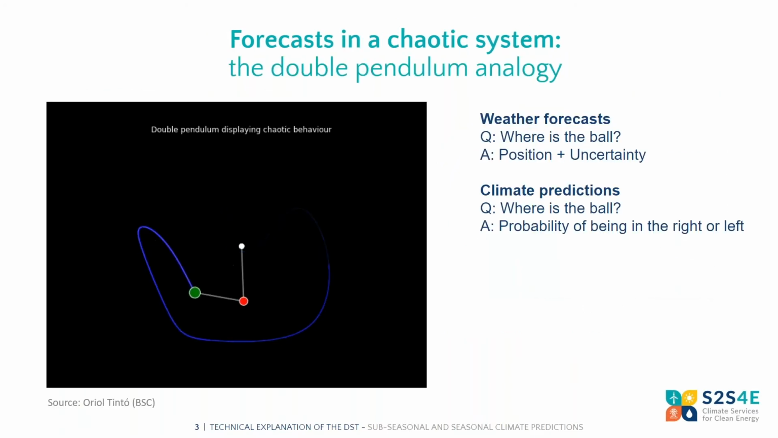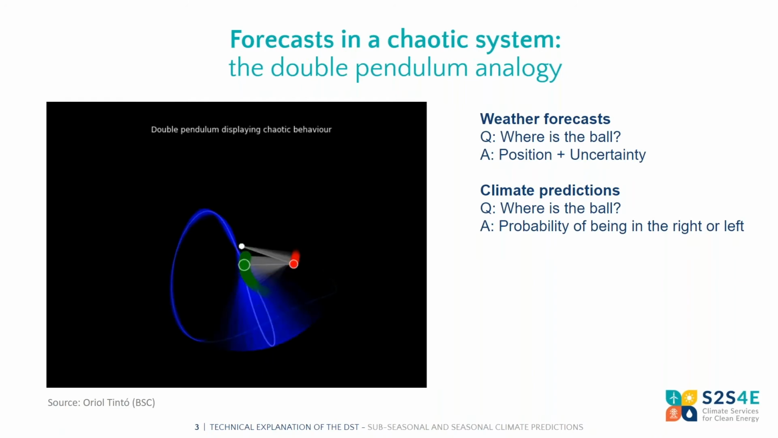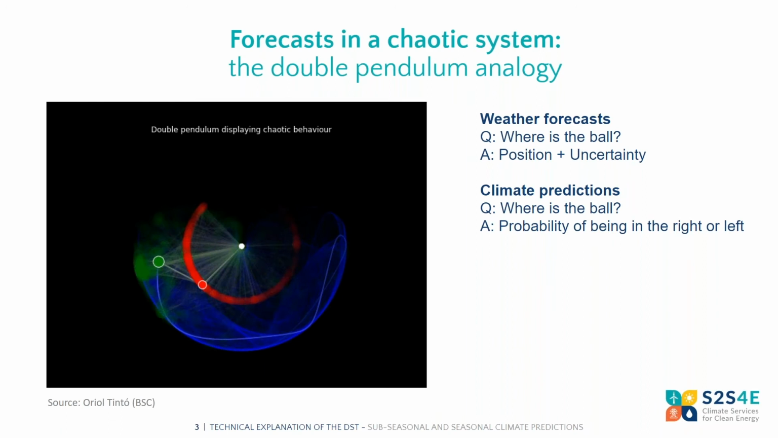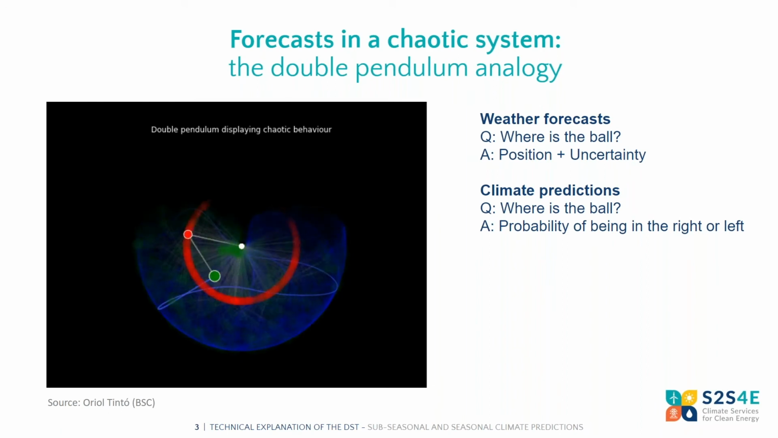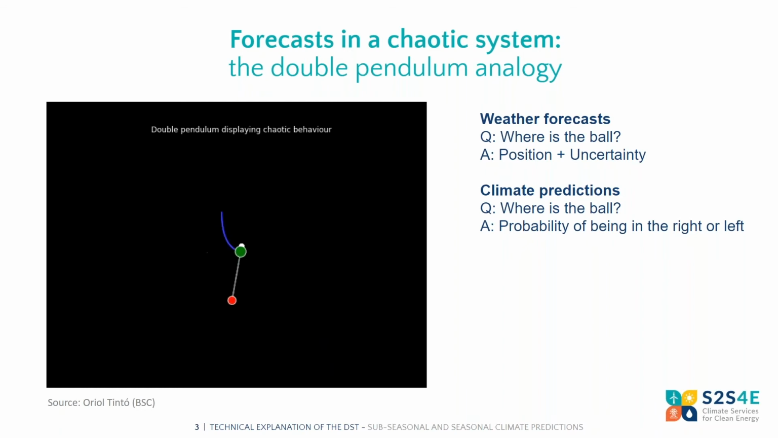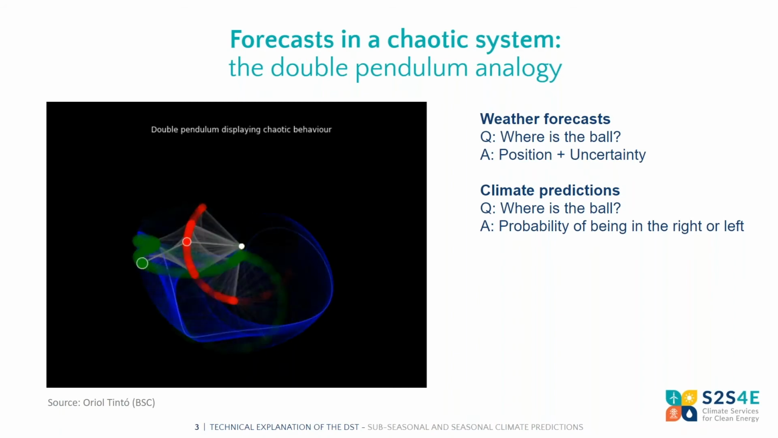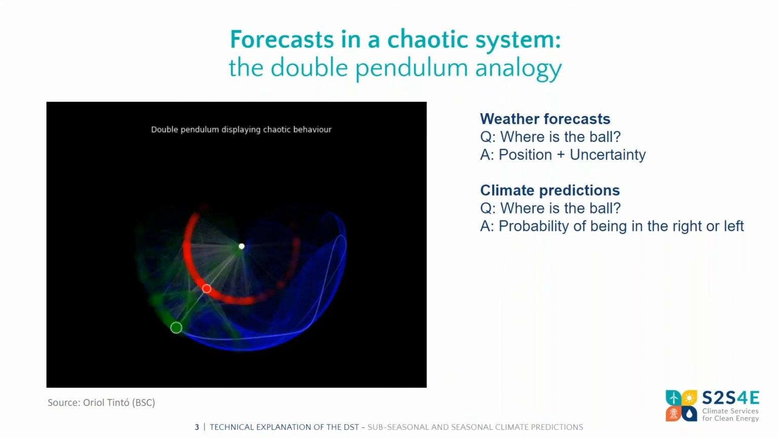Okay, to understand a little bit more what we are talking about with seasonal and sub-seasonal predictions, we want to introduce an analogy with this pendulum that you see on the screen. It's a double pendulum. The atmosphere is a chaotic system, and that means that from slightly different initial conditions, after some time of simulation, you can end up in very different situations.